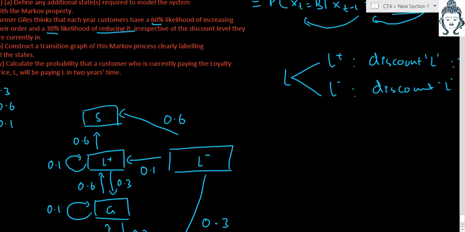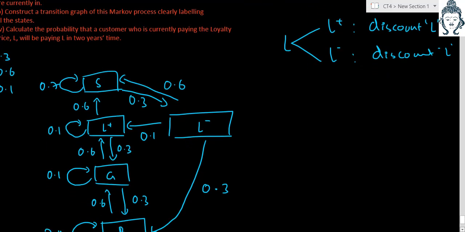And now if you are at S, let's see S, that is the last one. So if you are at S, you maintain, you stay here, that is 0.1. You increase, again you stay here, so that becomes 0.7, 0.1 plus 0.6. If you reduce, you get to L minus, which would be 0.3, right. So this is what my transition diagram looks like.